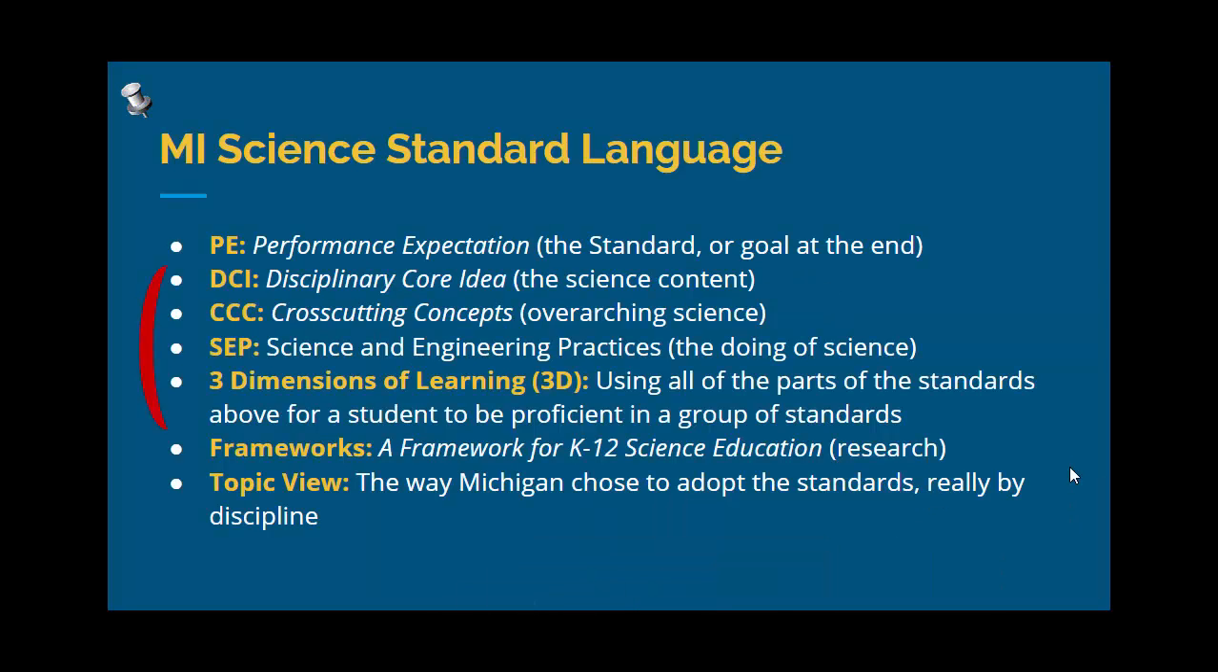As with any new set of standards, there's a new language that we need to learn. The Michigan Science Standards has a set of jargon that is typically made up of acronyms. So let's go through those acronyms a minute. A PE is a performance expectation. This is another term for the word standard. We're very familiar with those here in Michigan, and of course we need to be reminded that it is what the student should be able to accomplish at the end of a unit or lesson.